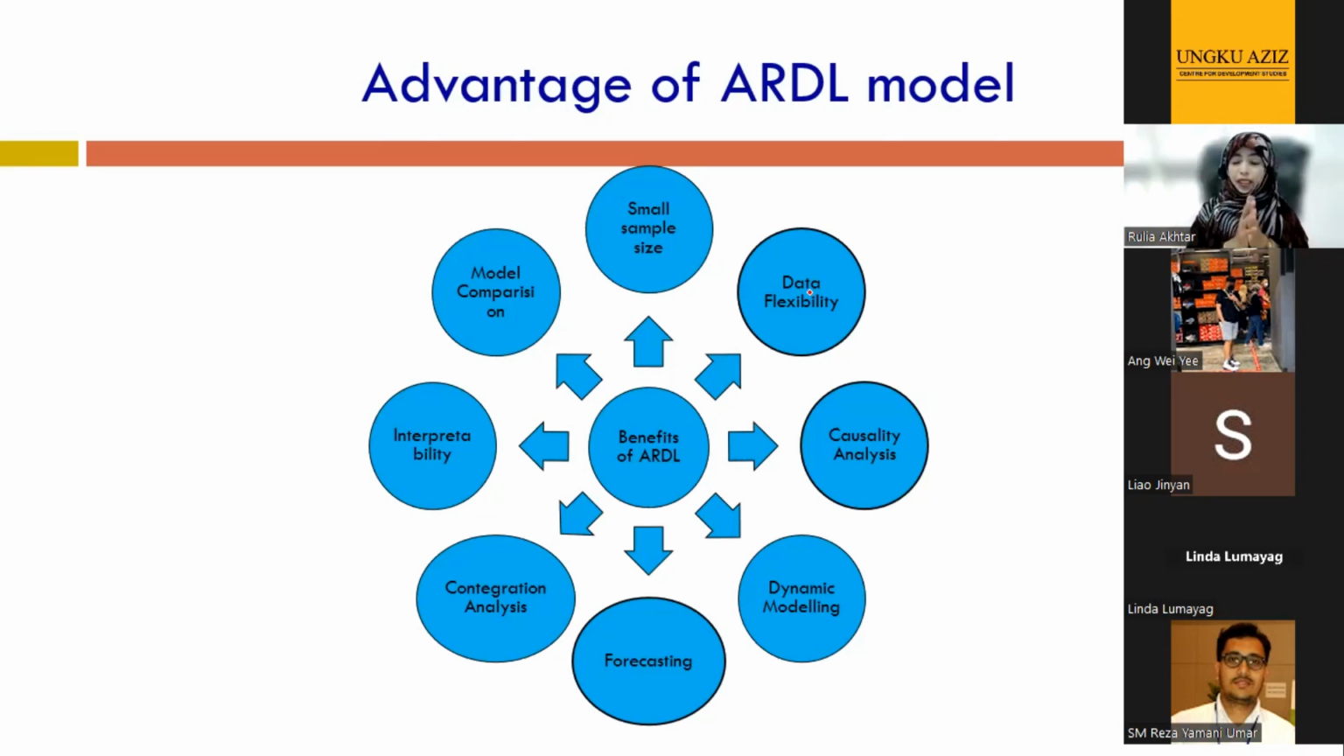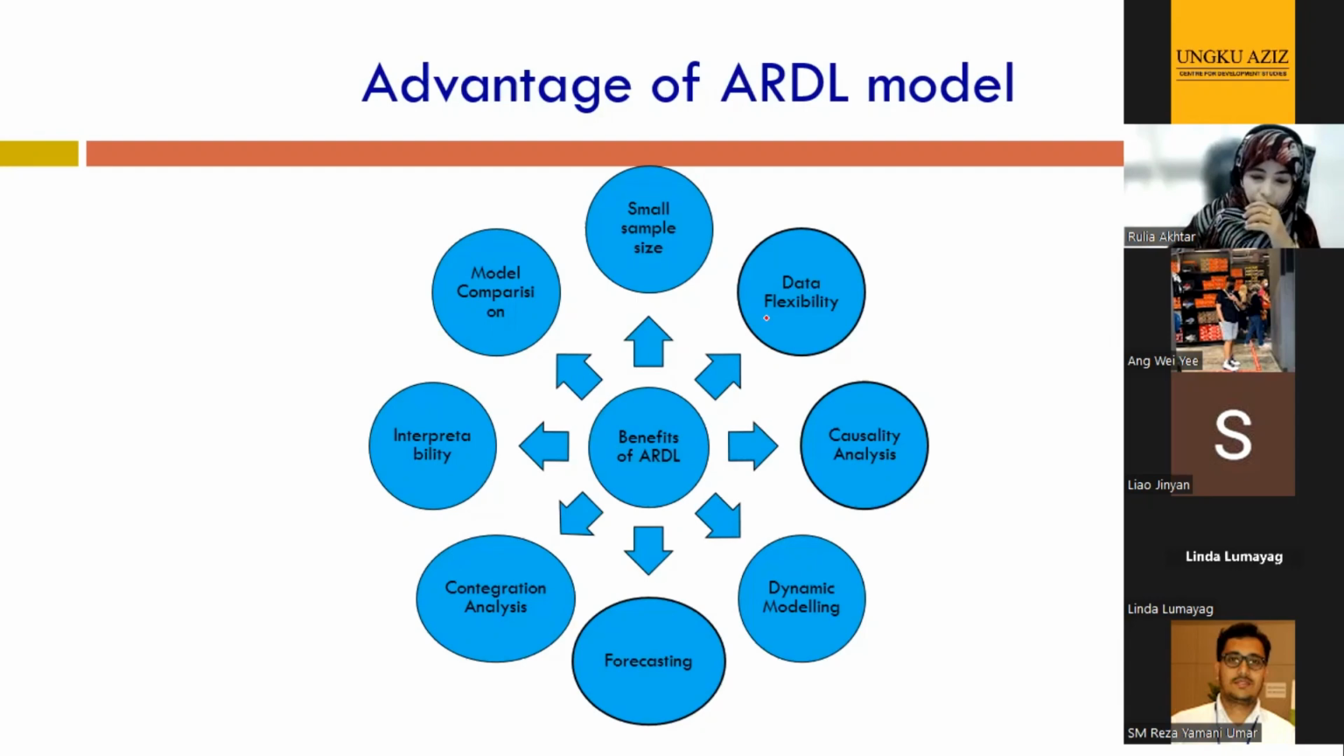This is the causality analysis and also the dynamics models. I have already mentioned the dynamics model. It captures the dynamic interaction among the variables over time. This is especially useful when dealing with time series data where variables may have lagged variables.